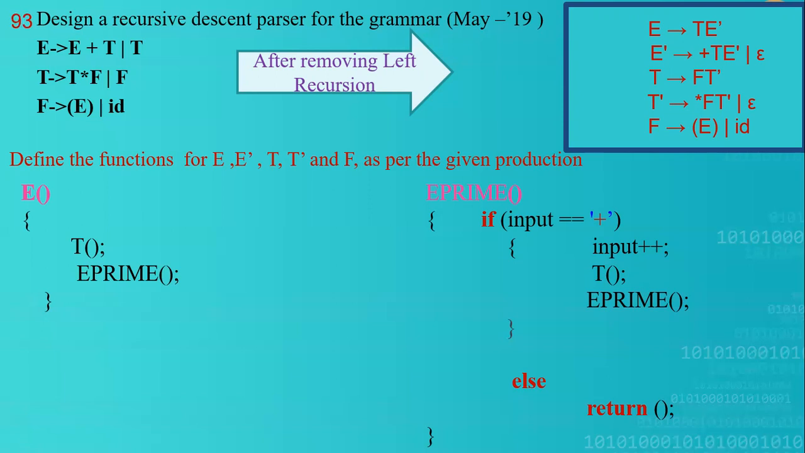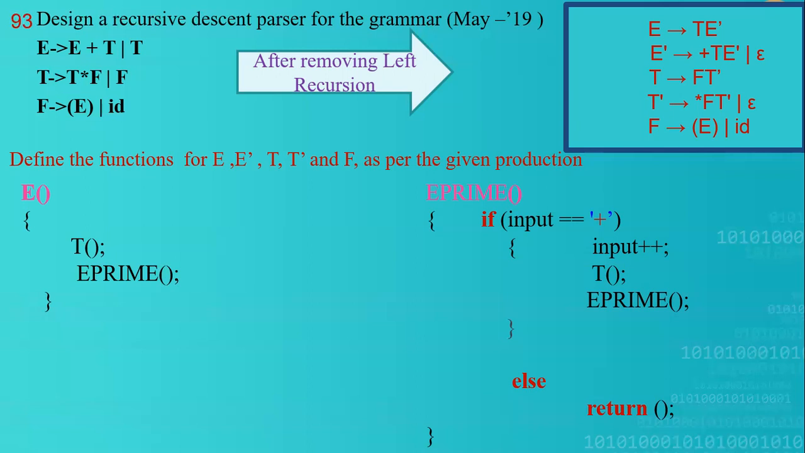Here we have the input pointer, and we have to check whether the first symbol is plus or not. We have to find a match for the first symbol, so I am checking with the input pointer: if input is equal to plus. If there is a match, then we increment the pointer and move it to the next location. After that, we call the next function, that is T, and again E prime.